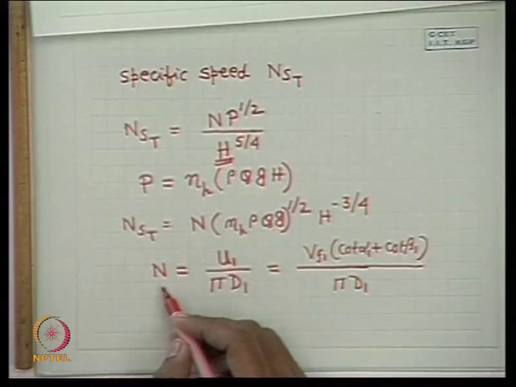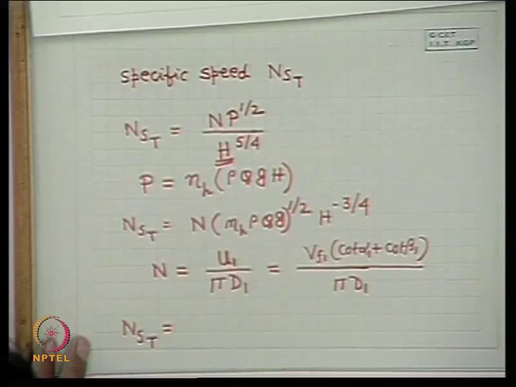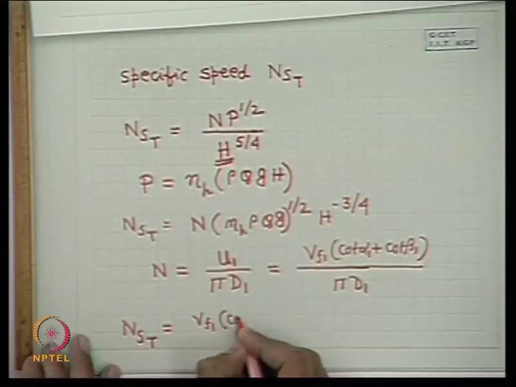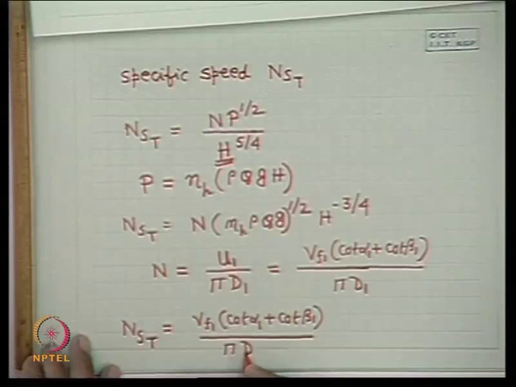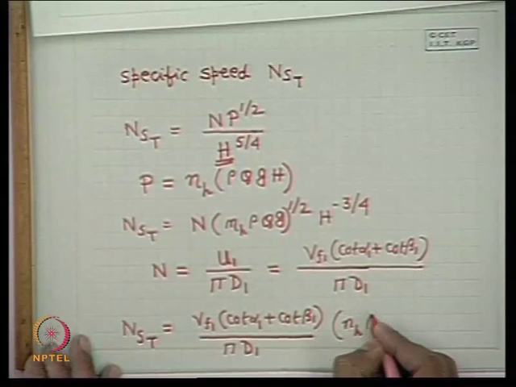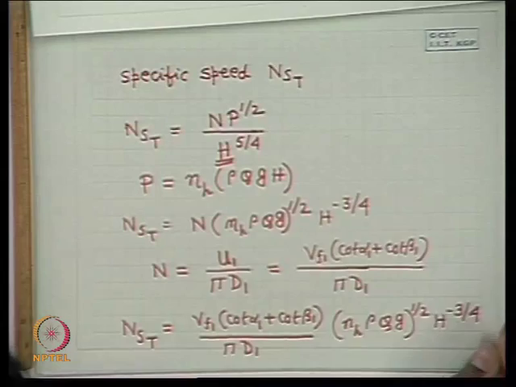Now you substitute this value in this NST, that is the specific speed. So this becomes equal to vf1 cot alpha 1 plus cot beta 1 divided by pi d1, into eta h rho q g to the power half and h to the power minus 3 by 4. Now this h we can write as what?